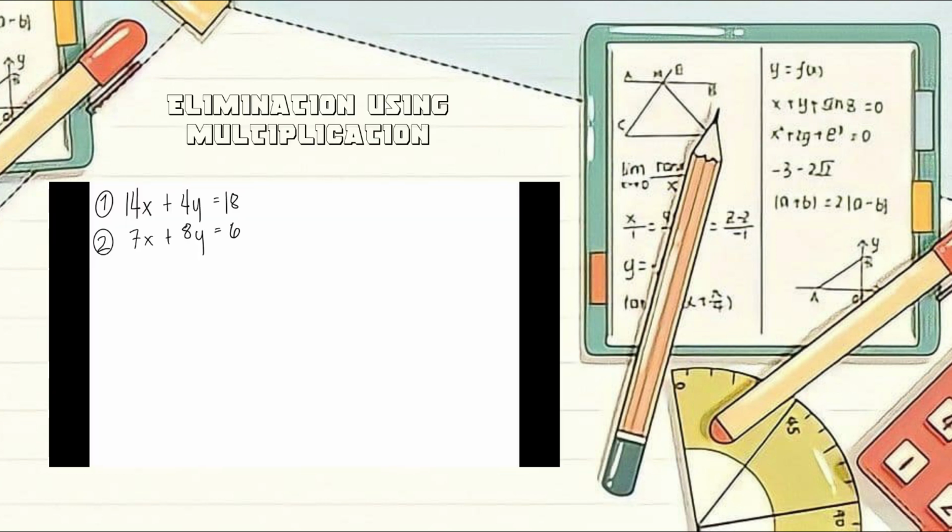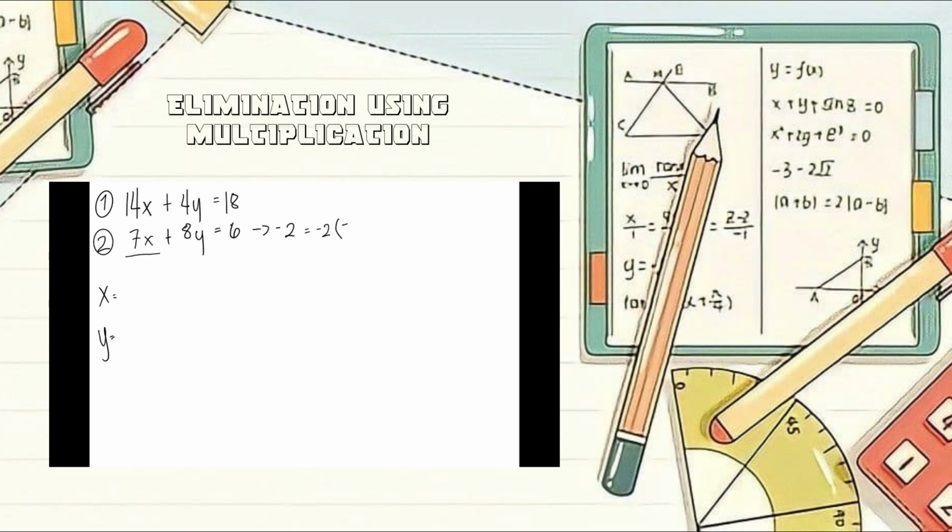So we'll be doing elimination using multiplication to solve for x and y. To do this, we'll first need to look for terms that can be eliminated. For this one, it will be this 7x in our second equation. To do this, we'll need to multiply our second equation by negative 2. So it will look something like this.